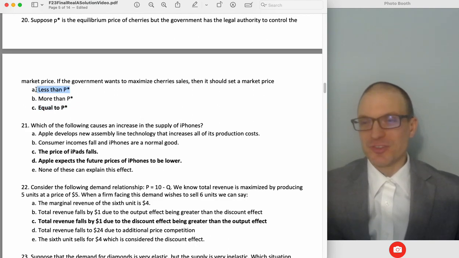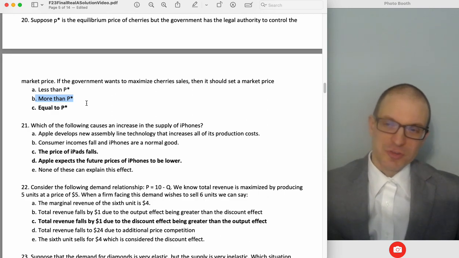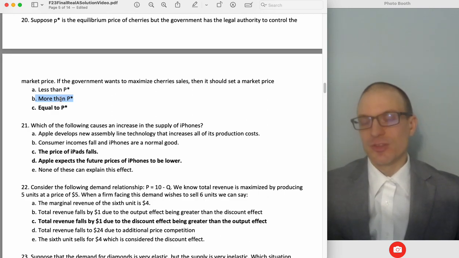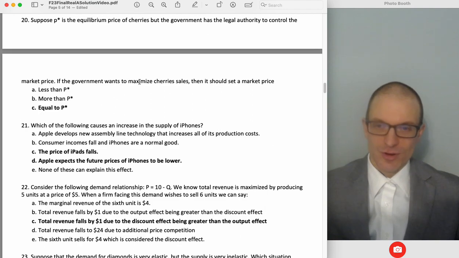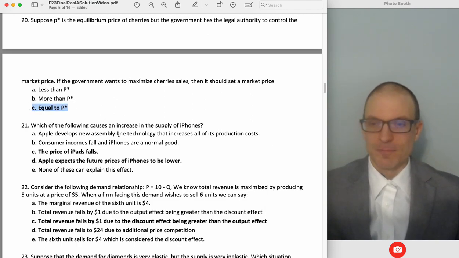If you set the price lower than P star, now the quantity demanded will be greater than the quantity supplied, and the quantity supplied will be the limiting factor for how much will actually be traded. If you set the price higher than P star, then the quantity supplied is bigger than the quantity demanded, but the quantity demanded will be the limiting factor, and it'll be fewer cherry sales than if you had just set price equal to P star.